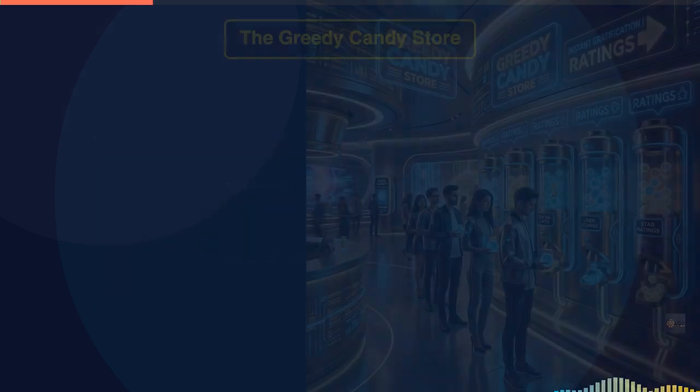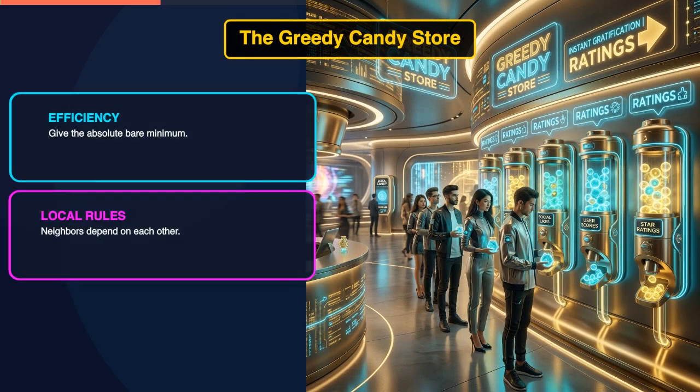Think of it like a greedy candy store. We want to be as efficient as possible, giving out the bare minimum. If two neighbors have the same rating, they don't necessarily need the same amount of candy, only higher ratings demand more. The challenge is that a child's candy count depends on both their left and right neighbors simultaneously.